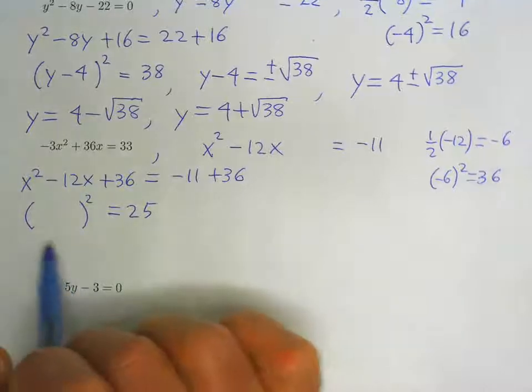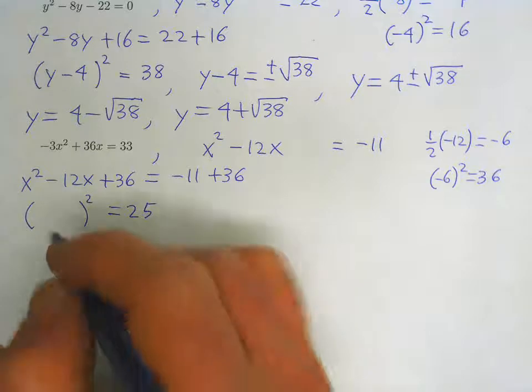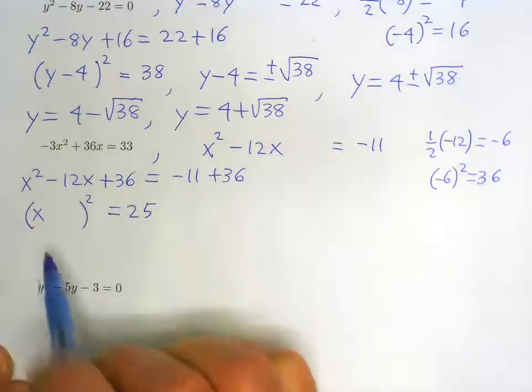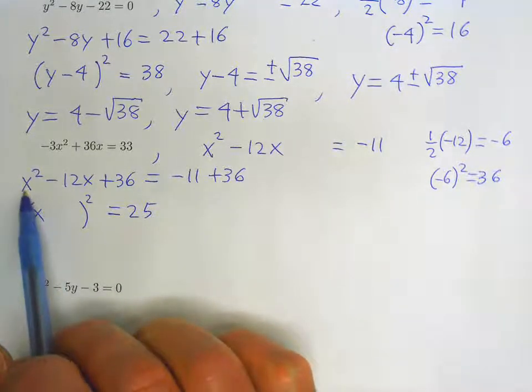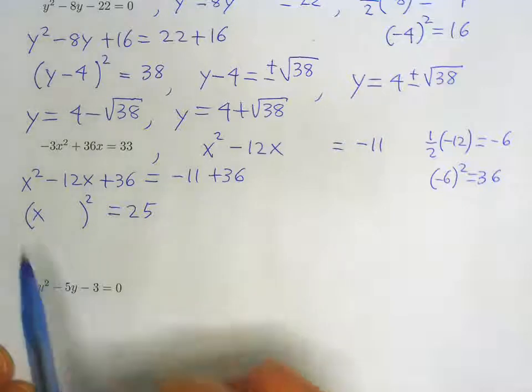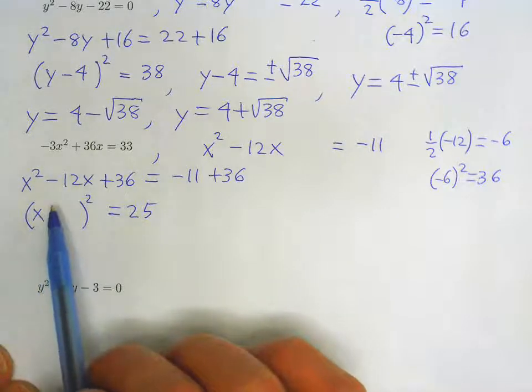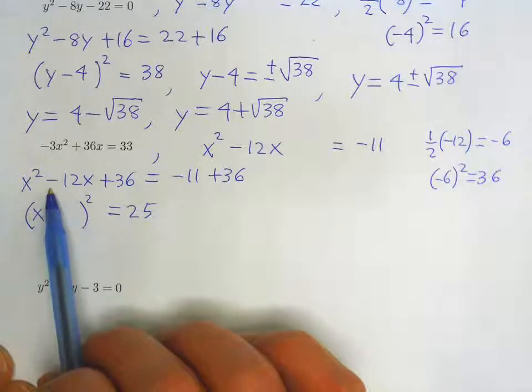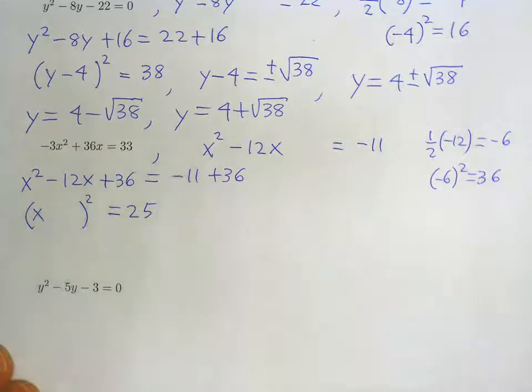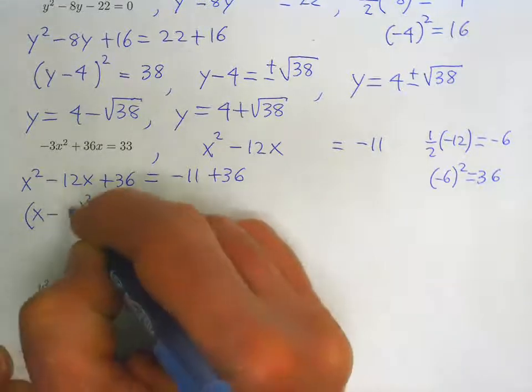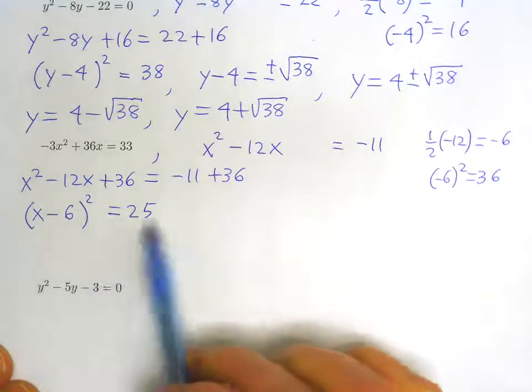No doubt you see what binomial is needed. The binomial has to have x in it because the coefficient of x squared is 1. And then the number that follows the x is the same number we got when we took 1/2 of negative 12. 1/2 of negative 12 is negative 6, so that means we write x minus 6 quantity squared equals 25.